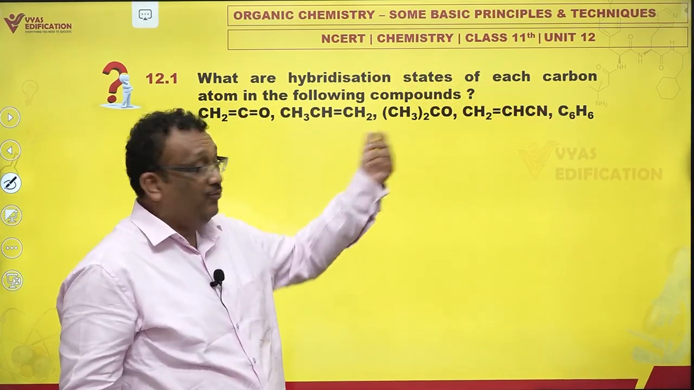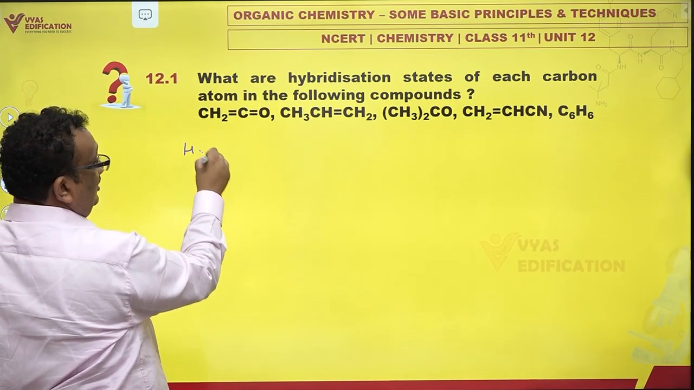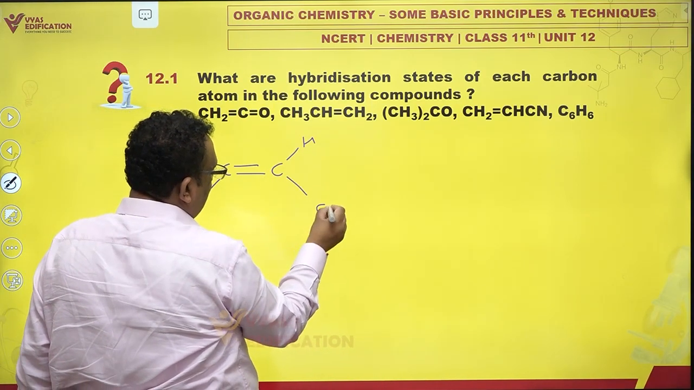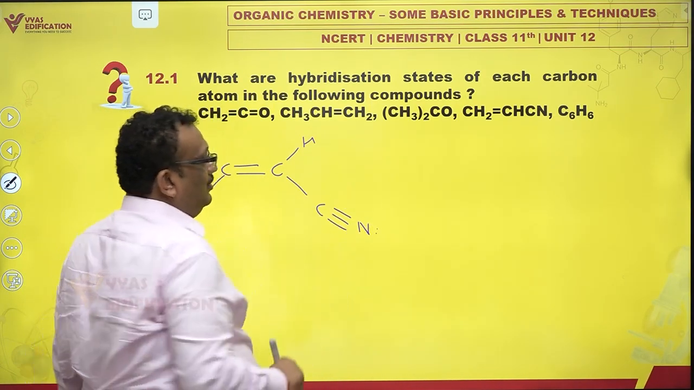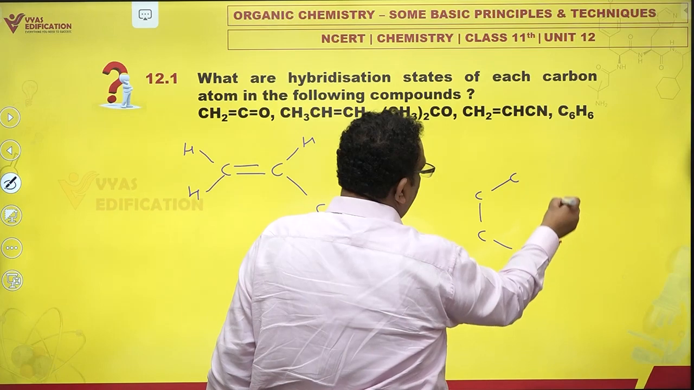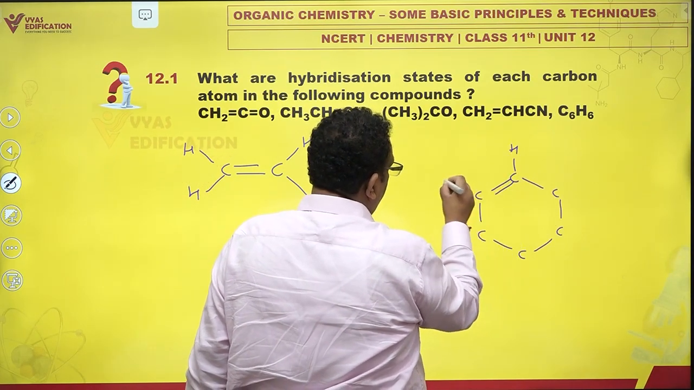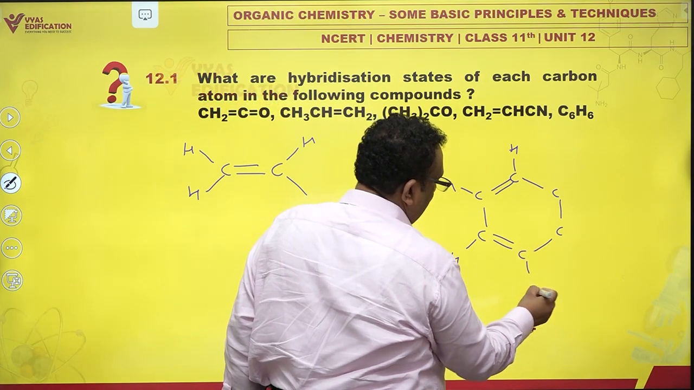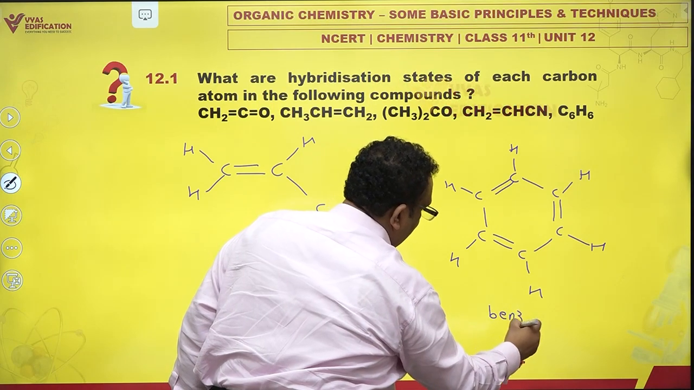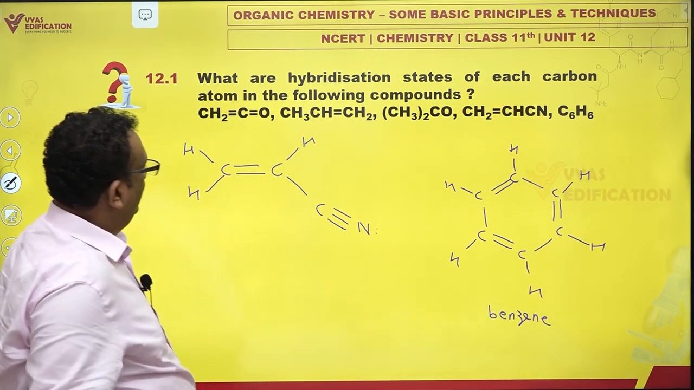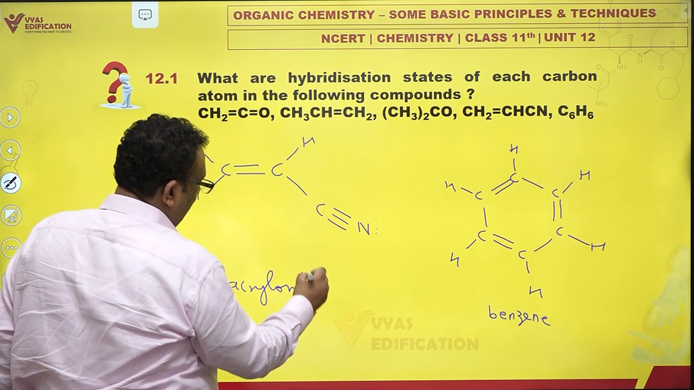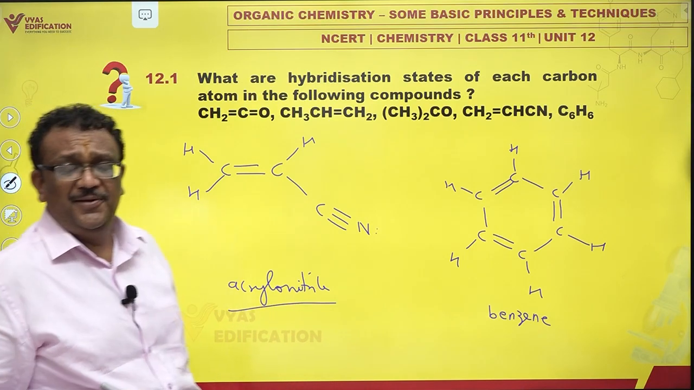Got it. Let's draw 4 and 5 and see. We have H2C=CH-CN, and then we have C6H6, the very popular benzene, with H, H, H and H. This is the lovely benzene, and this is acrylonitrile. Common names, very popular compounds these are.